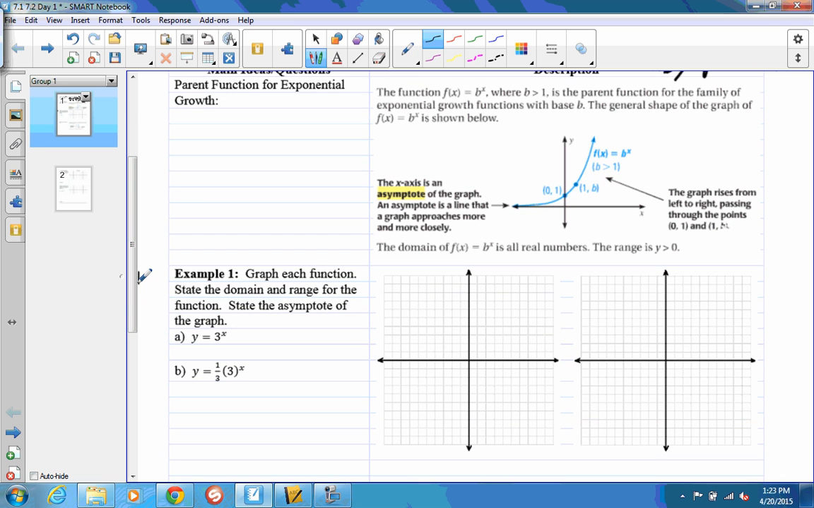The parent functions for exponential growth and decay start with growth, and then we'll go through that and do some example problems. Then we'll do decay. So these are parent functions like you had with the parent function for square root of x.